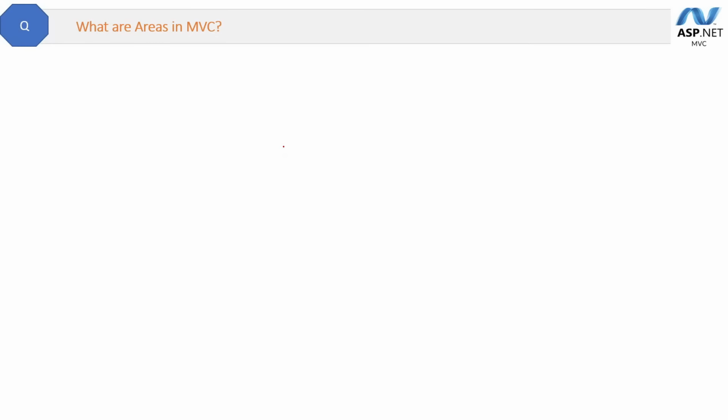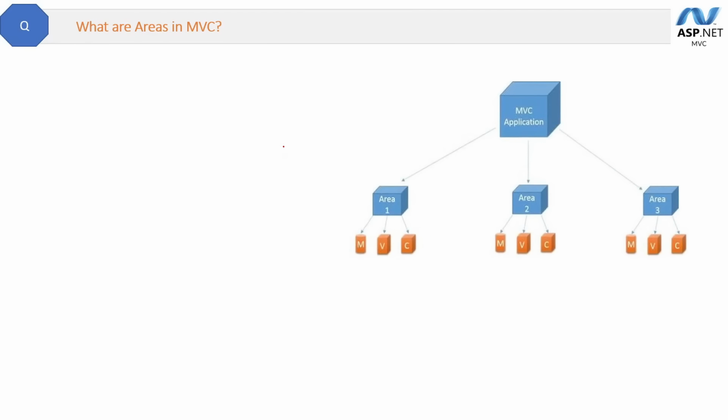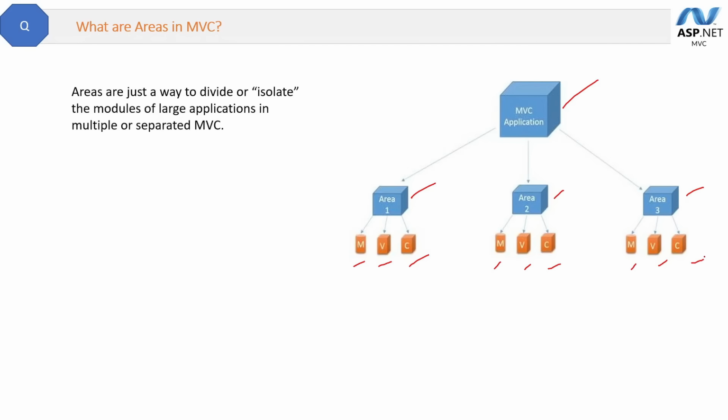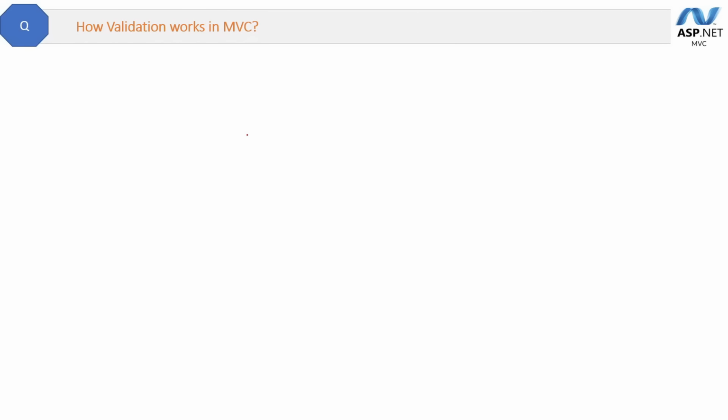What are areas in MVC? Here you can see the diagram of an MVC application, and you can have multiple areas. So this is an MVC application. Inside that, again, you can divide it into multiple areas like area 1, area 2 and area 3, and these areas will again have this MVC kind of structure, which is model view controller. So each area will have its own model, view and controller. So areas are just a way to divide the modules of a large application into multiple separated MVCs. That's it.